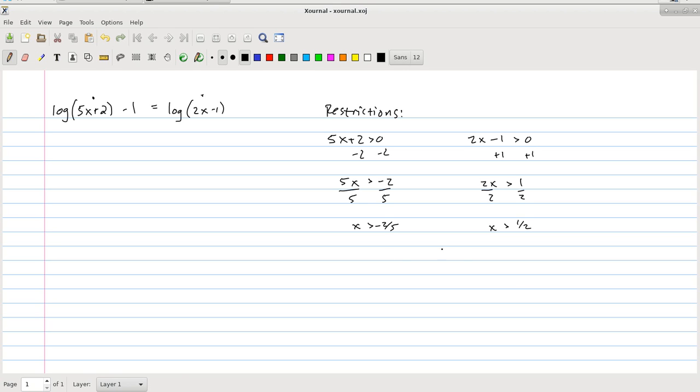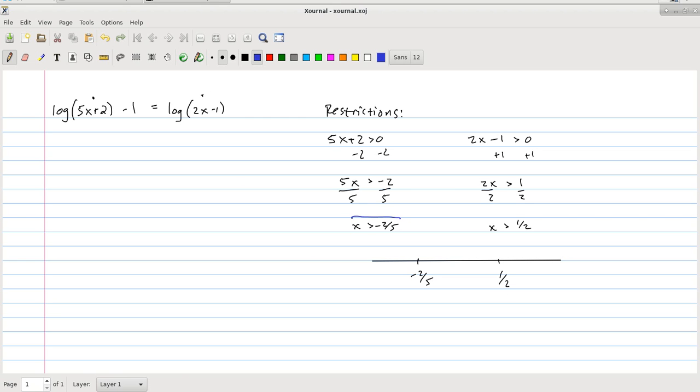Now we have two sets of restrictions. We need these both to be true. So it may help to draw a number line to get an idea of what this means. So I'm going to plot both of these numbers on a number line. We have negative 2/5 and we have 1/2.